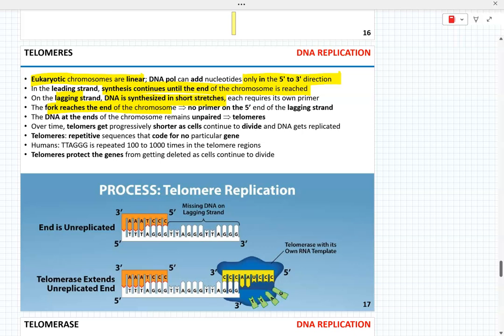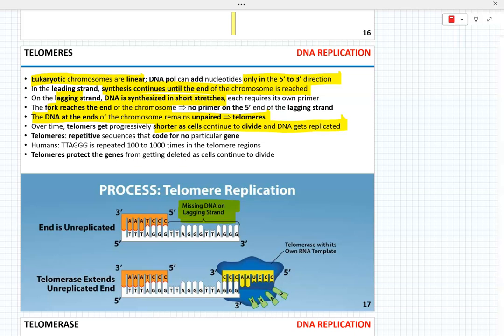a primer doesn't have enough space to form on the 5' end, and the part of the DNA at the end of the chromosome remains unpaired. We call these fragments telomeres. So you can imagine that with each act of DNA replication, the telomeres will get progressively shorter. In other words, cellular division shortens the telomeres.